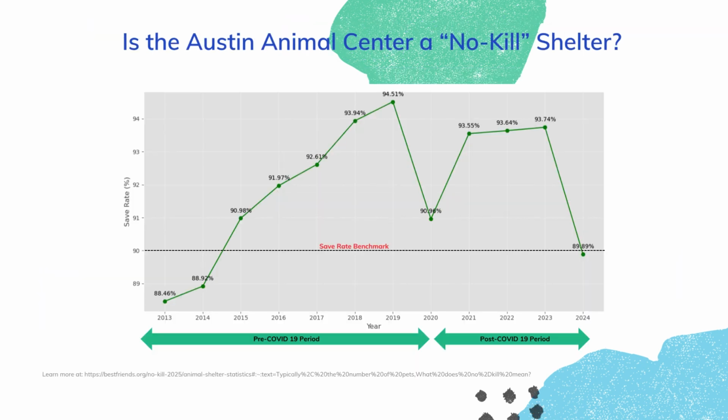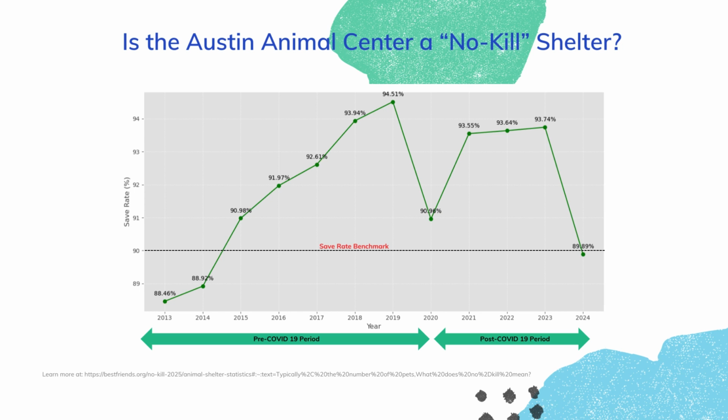So is the Austin Animal Center a no-kill shelter? This is an important KPI for the city of Austin. And no-kill as a philosophical principle means saving every dog or cat in a shelter who can be saved. The national standard for a shelter meeting the no-kill requirement is 90%.